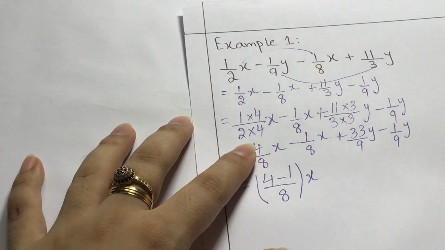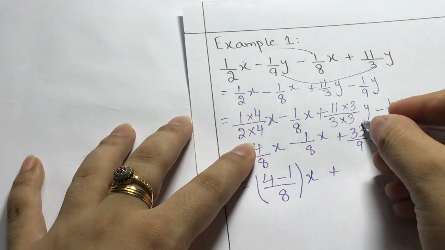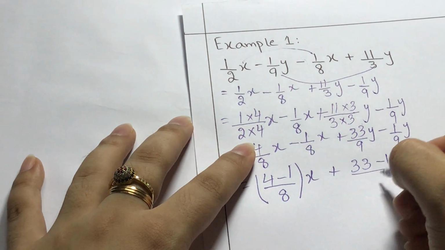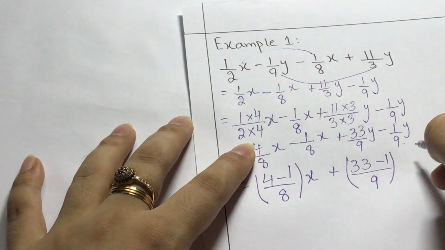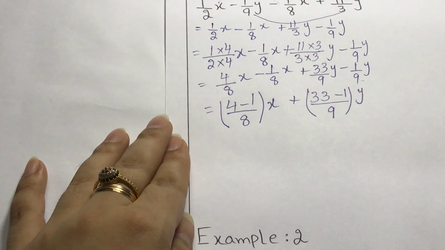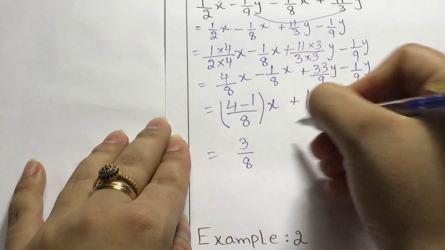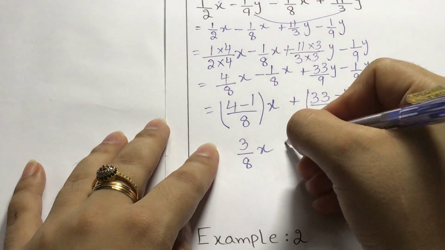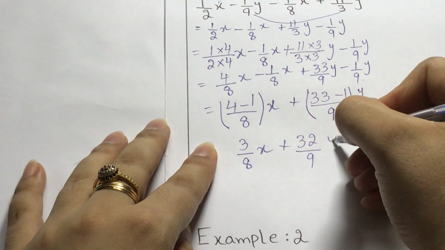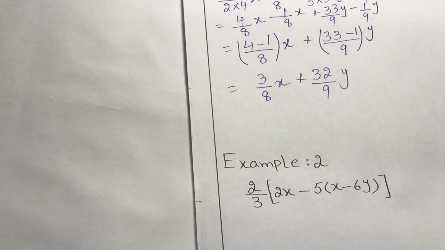your variable, right? Similarly, you can see again we have like fractions, so we will subtract the numerators, that are 33 minus 1 over the same denominator and your variable one time, that is y. Understood? Now 4 minus 1 is 3 over 8x, right? Plus 33 minus 1 is 32 over 9y, right? Understood? Okay, now let's solve the second example.